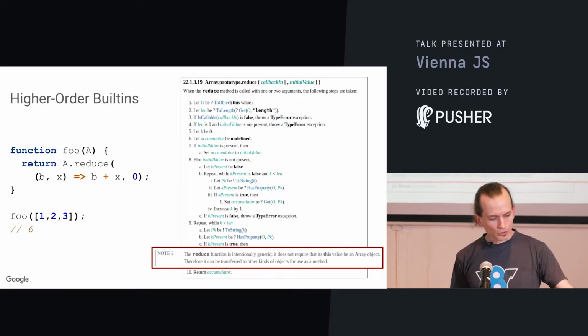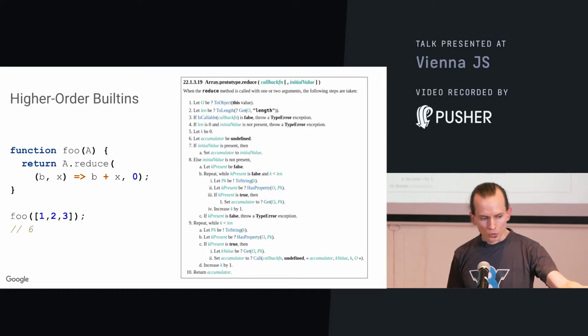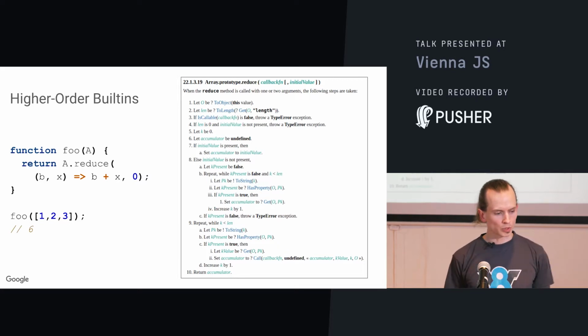So all of the craziness that we see in the specification, where we have to worry about toString conversion, the HasProperty check, the IsCallable check, all of that is intentionally there. People are using these functions in a generic way. So we need to be faithful to the spec.